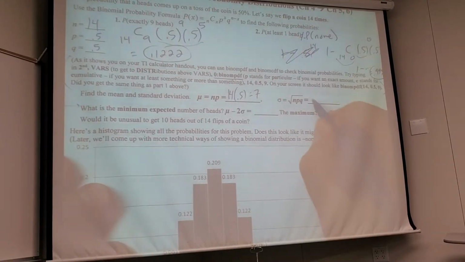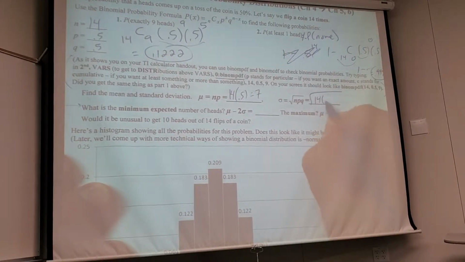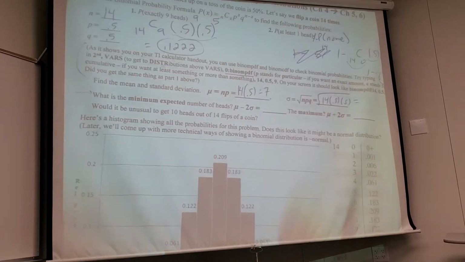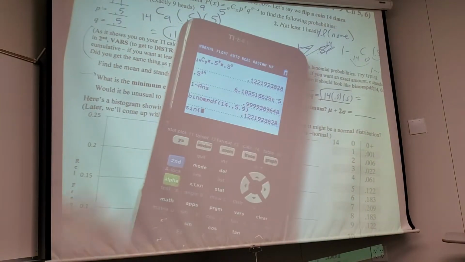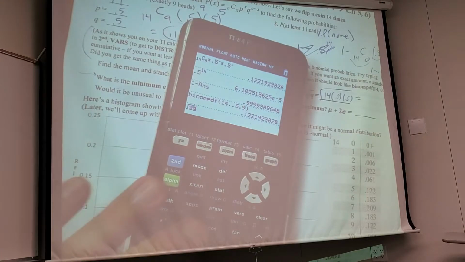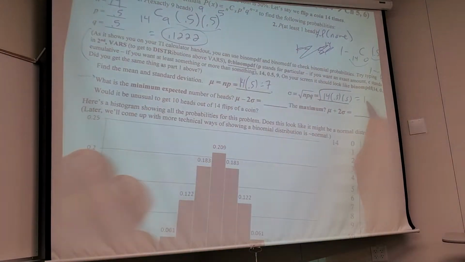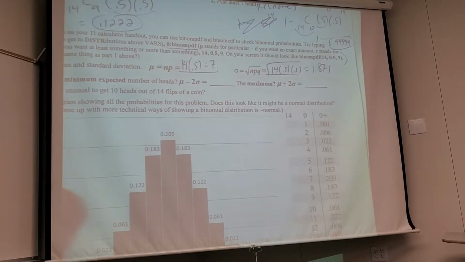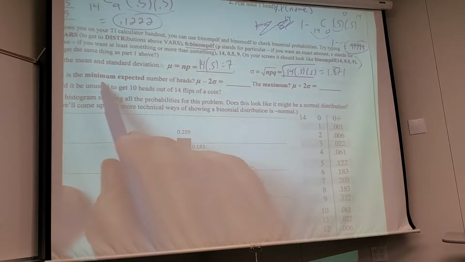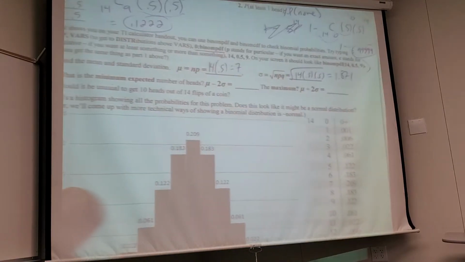So standard deviation, 14 times 0.5 times 0.5. So square root of 3.5. I get 1.871. So now take a minute and calculate these. The minimum expected, the maximum.